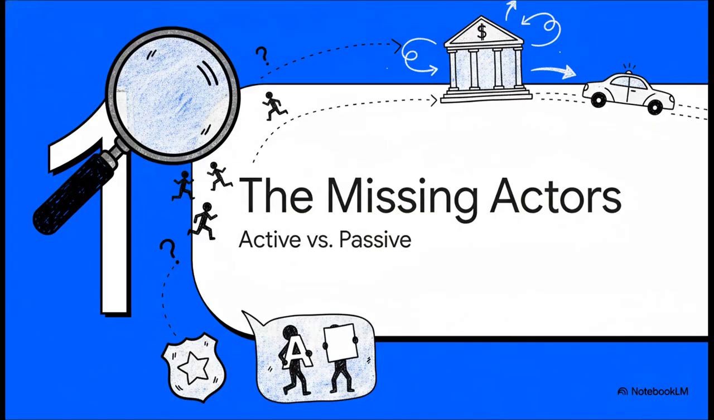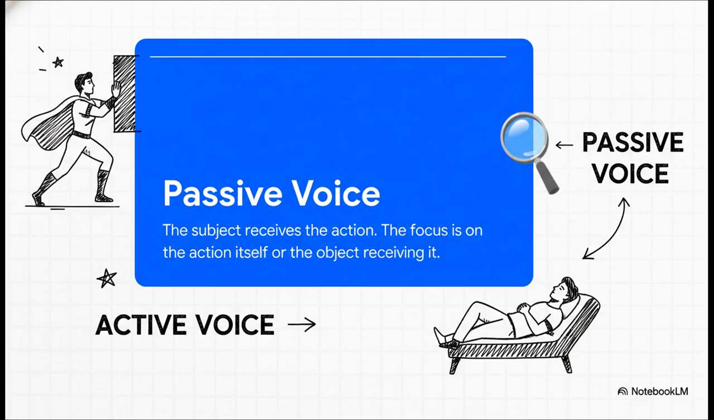All right, first up, the case of the missing actors. Let's solve this mystery of who actually robbed the bank. And by doing that, we're going to nail down the fundamental difference between the active and passive voice. Okay, so here's the single most important difference, and it's actually pretty simple. In the active voice, the subject of the sentence is the one doing the thing. They're the star of the show.